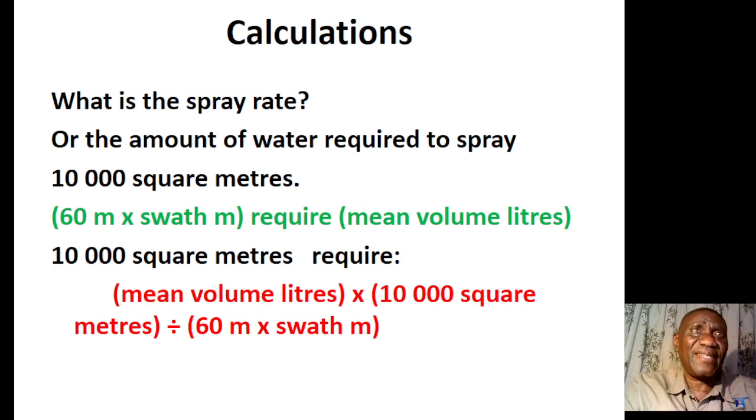That is in black. If 60 times the swath, which is the area which we have sprayed, can require that mean volume of liters which we have measured, what about 1 hectare or 10,000 square meters? So we will use this formula: mean volume in liters times 10,000 square meters, all divided by 60 meters times swath.